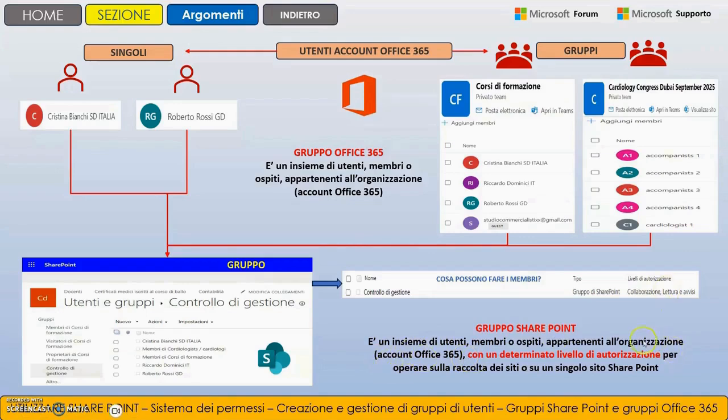However, it has distinctions based on a certain level of authorization to operate on the site collection or on a single SharePoint site. And here, as you can see, the two things are not equal at all. Here, I have two unique users of the Office 365 account, Cristina Bianchi and Roberto Rossi. Here, I have two groups of the Office 365 account, the training course and the Cardiology Congress. And together, these two groups and these two people make up the SharePoint accounting group that has this level of authorization. In fact, it has two: collaboration, and reading and comments.